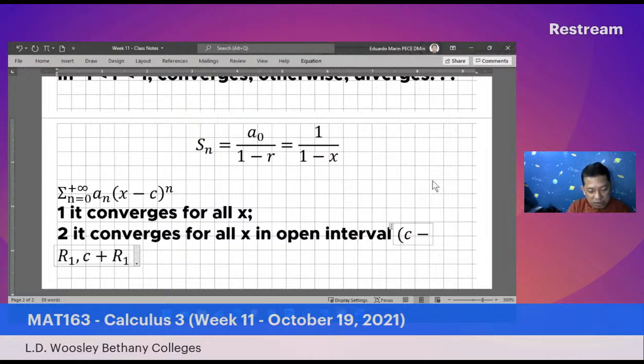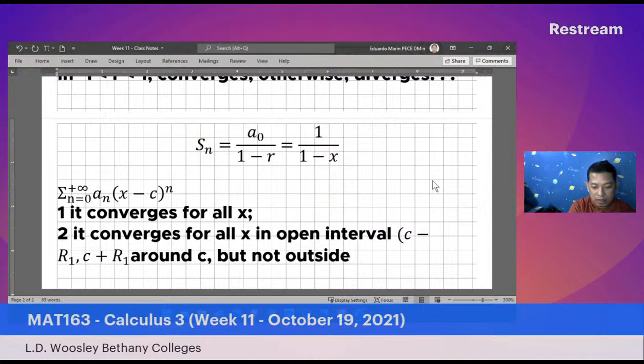Yung region, R is that region or that constant kung saan umiikot yung convergence. Kasi pag plinat mo to, parang bilog siya, parang area. Doon lang, ibig sabihin yan, yung area na makikita natin yung sum ng series. Okay, so it could be a plus and minus R sub 1 around the value of C. So crucial ang value ng C dyan, but not outside. It cannot be outside this particular area. It could just be a plus or minus to that C, but not outside of that area. Outside the closed interval, no?